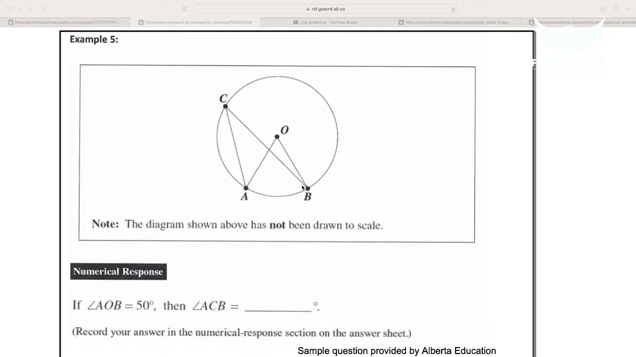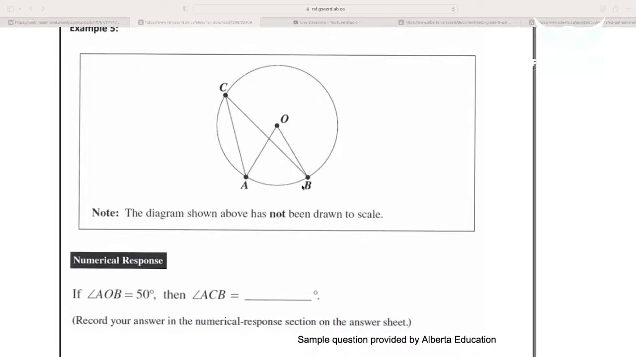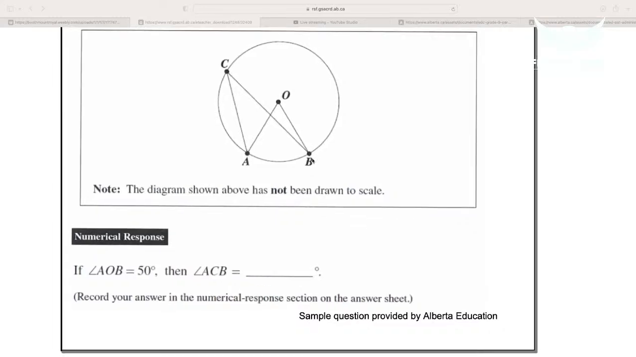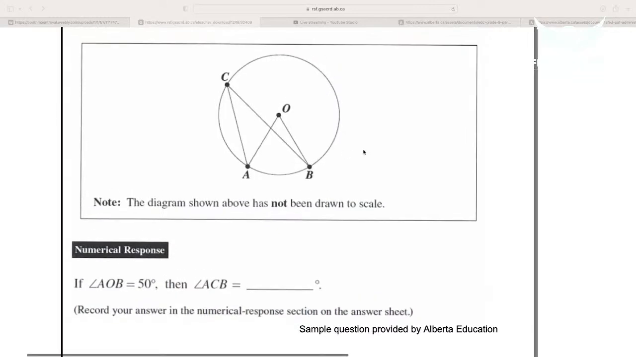The diagram shown above has not been drawn to scale. Angle AOB is 50 degrees, then ACB. AOB is 50, which is a central angle, and ACB is an inscribed angle. We know that if an inscribed angle and a central angle stand on the same arc, the inscribed angle equals half of the central angle. So if the central angle is 50, then the inscribed angle ACB will be 25 degrees.